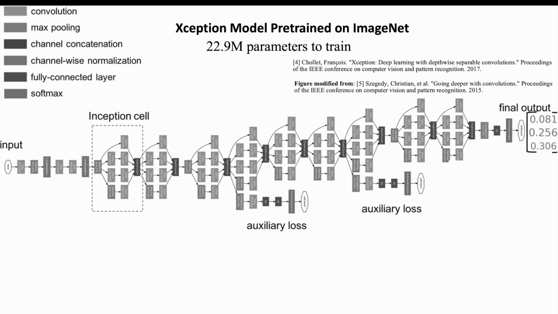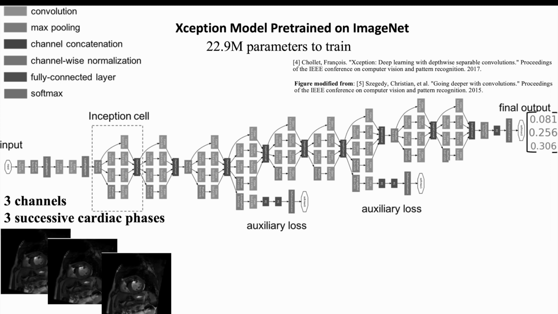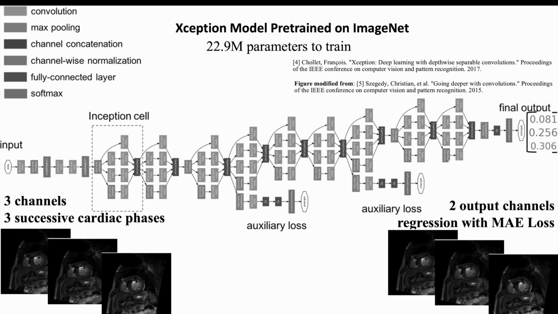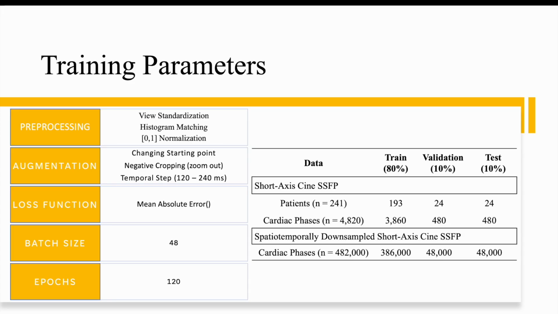We used this data to train an Xception model with 3-channel input, each of the channels being a successive cardiac phase, and a final output in 2 separate channels, one for end diastole, one for end systole, each of which consisting of 3 probability estimate values. These probability estimate values were compared to the label with regression from the true label using mean absolute error loss. The data were split at the patient level into 80% training, 10% validation, and 10% test set.